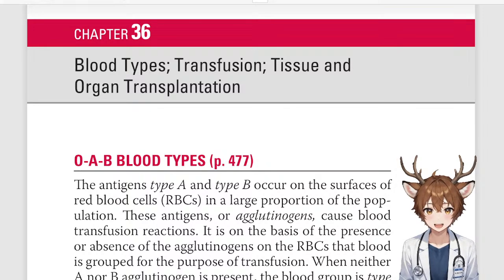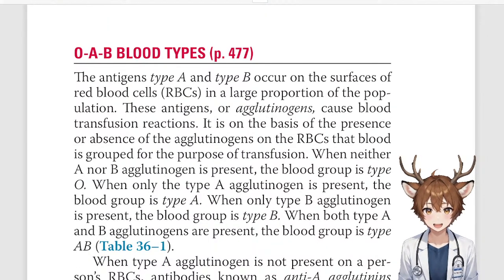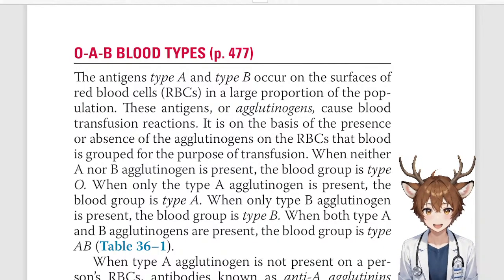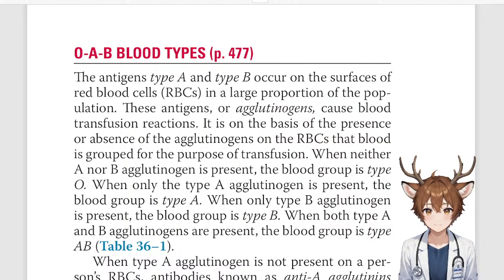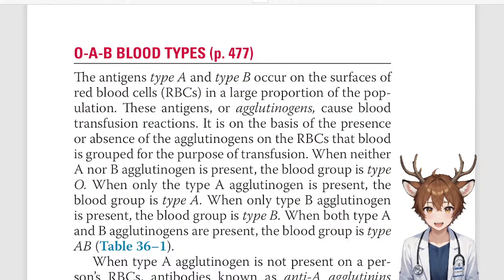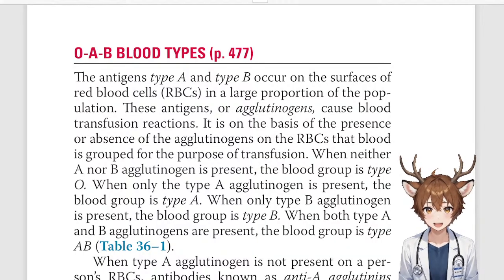O, A, B blood types. The antigens type A and type B occur on the surfaces of red blood cells, RBCs, in a large proportion of the population. These antigens, or agglutinogens, cause blood transfusion reactions. It is on the basis of the presence or absence of the agglutinogens on the RBCs that blood is grouped for the purpose of transfusion.